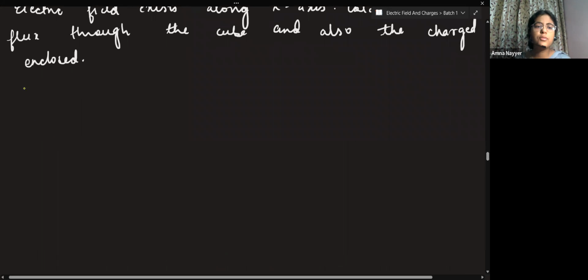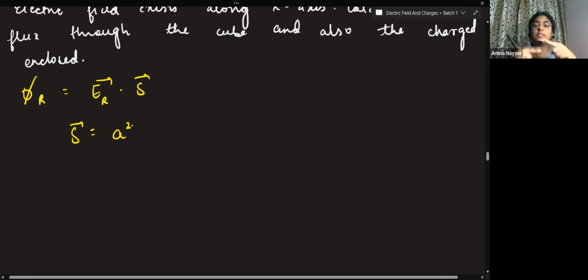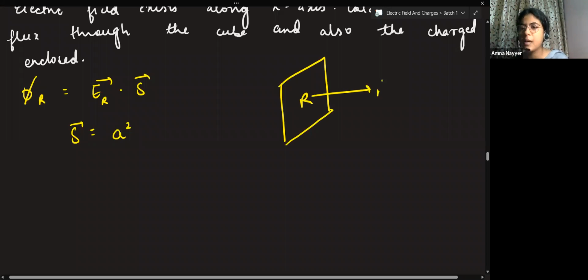So see, flux for the right face, if we calculate, will be the electric field for the right face multiplied by the surface area. Surface area will be a square. We are not considering the surface area of the whole cube. Remember, we are now calculating the electric flux for this right side face only, where n cap is the perpendicular area vector and the electric field is directed along the x-axis.